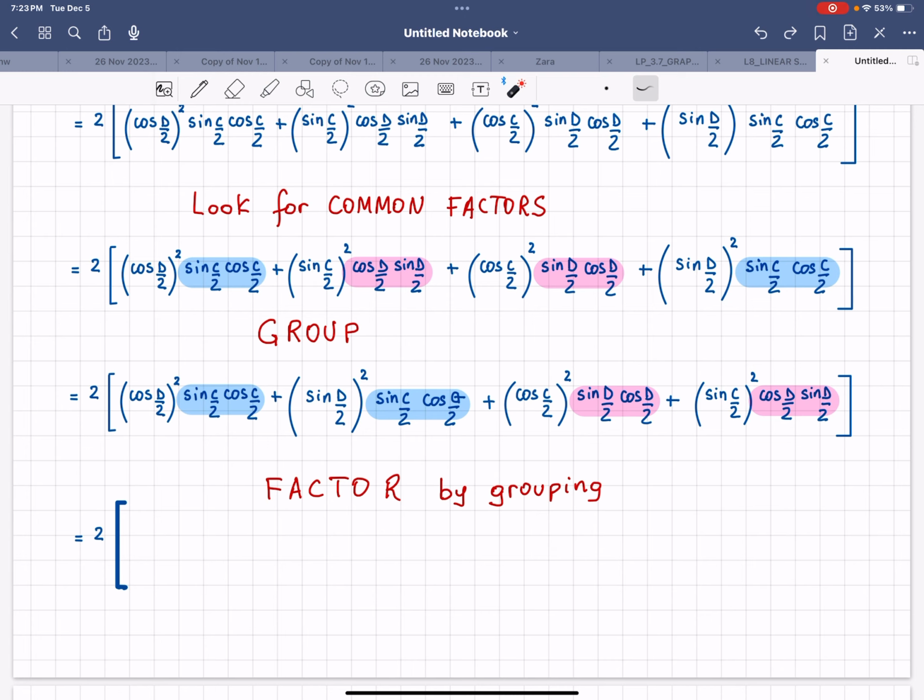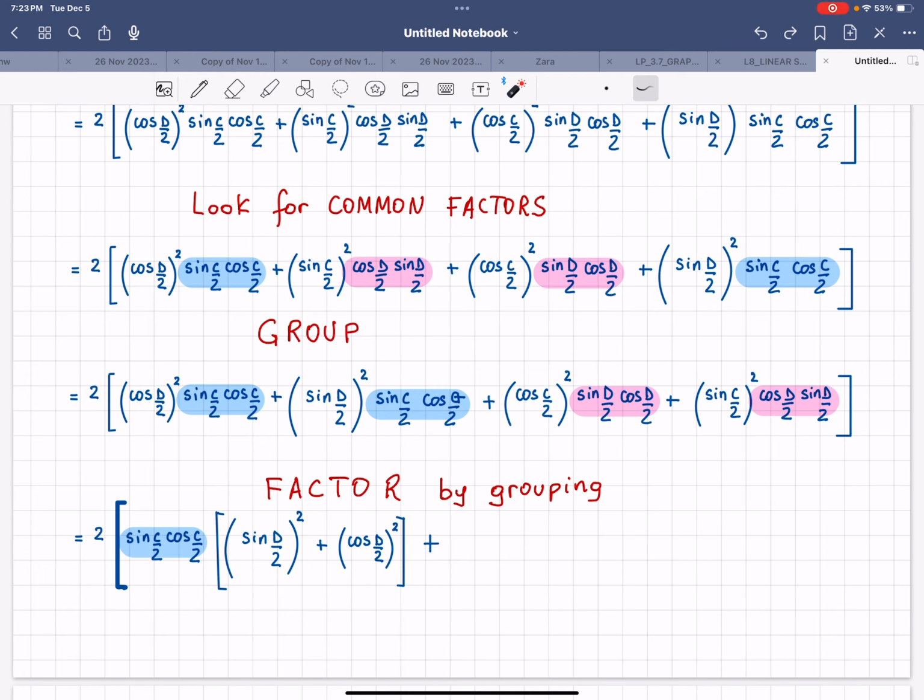So sine C over 2, cos C over 2 will be a common factor. And surprise, surprise, look at what we've created here. This gives us hope because, as you can see here, we recognize a very famous formula, one of the formulas that we cannot forget, actually, when we learn trigonometry. It's the Pythagorean identity. And we're hoping to get something similar here.